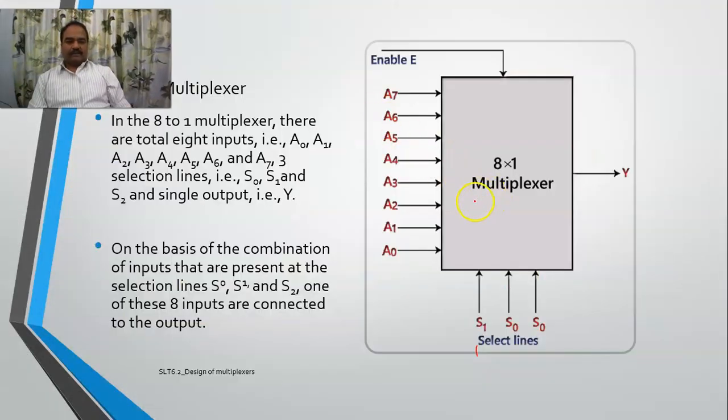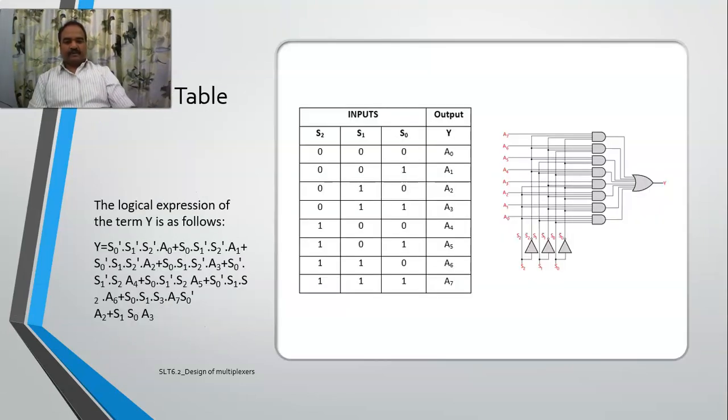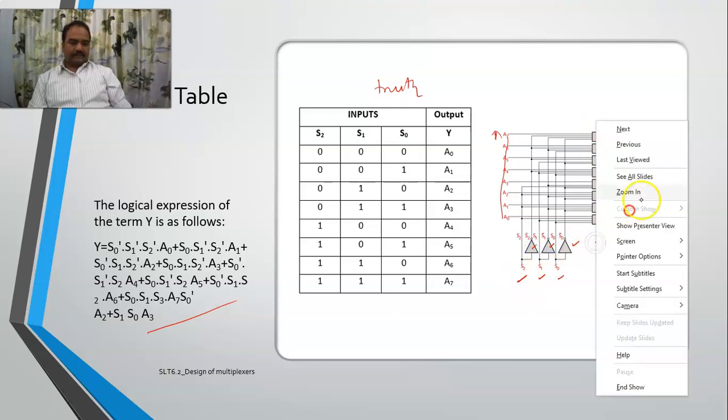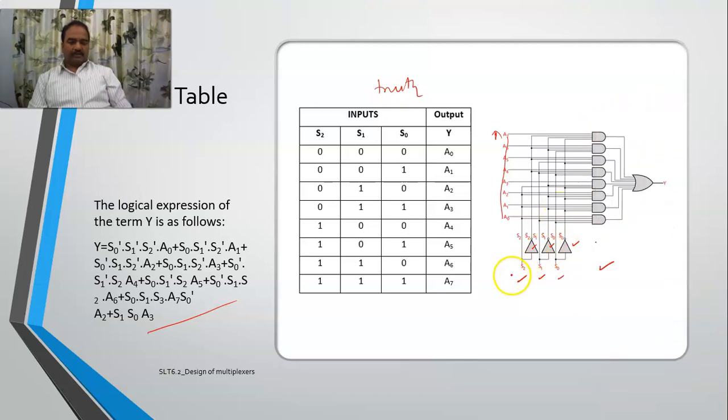See here, in this 8 by 1 mux, how many select lines are there? 3 select lines and 8 inputs are present. And see, this is your logical expression, and this is your truth table, and this is your diagram. Realization using logic gates. How many inputs do you have? A0 to A7. 8 inputs you do have. See, S0, S1, and S2. They have obtained these complements also. So, 8 AND gates and 1 OR gate. This is the way you will be realizing it.